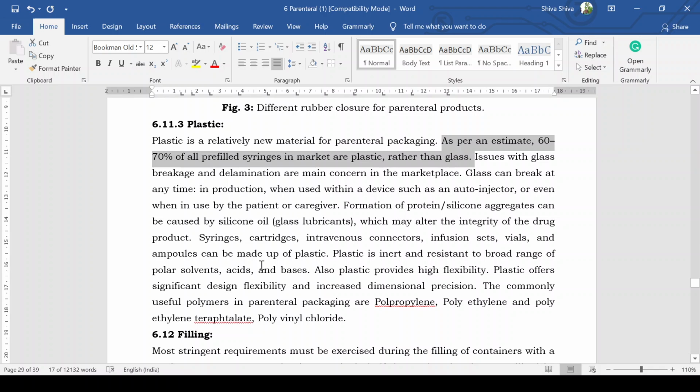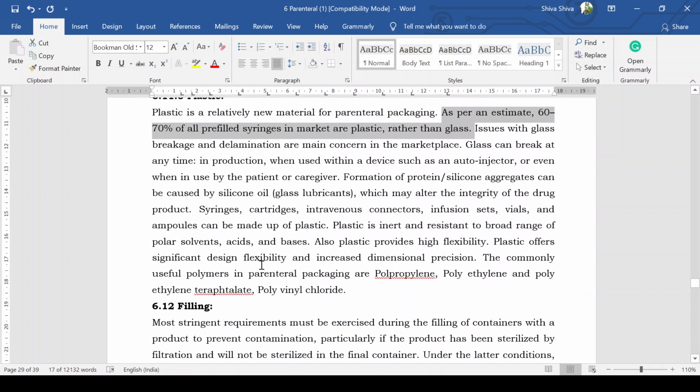And increased dimensional precision. The commonly used polymers in parenteral packaging are polypropylene, polyethylene, polyethylene terephthalate, and polyvinyl chloride. So these are commonly used plastics in the packaging of parenteral products.